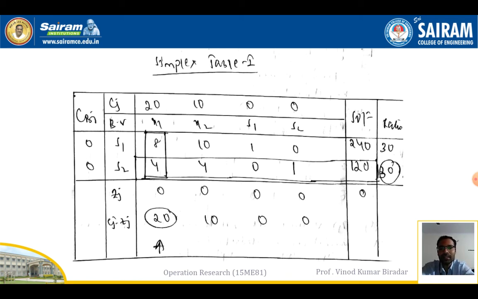Once you calculate the Cj minus Zj values, check whether the given solution is optimal or not. For a maximization problem, all the Cj minus Zj values should be either 0 or negative, but here we got two positive values, so the solution is not optimal. So go for constructing the simplex table 2.